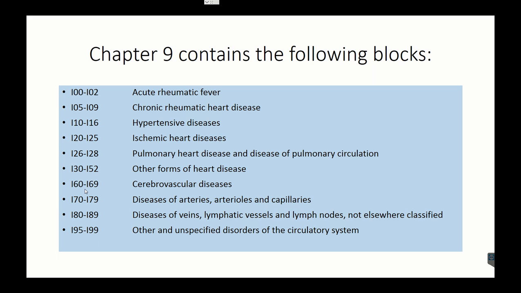I60 to I69, cerebrovascular disease. I70 to I79, diseases of arteries, arterioles, and capillaries. I80 to I89, diseases of veins, lymphatic vessels, and lymph nodes not elsewhere classified. I95 to I99, other and unspecified disorders of the circulatory system.